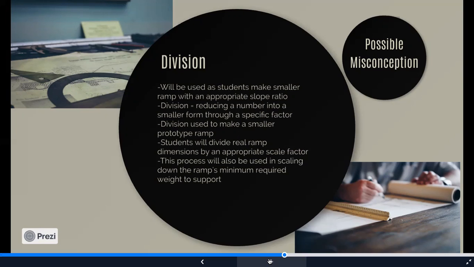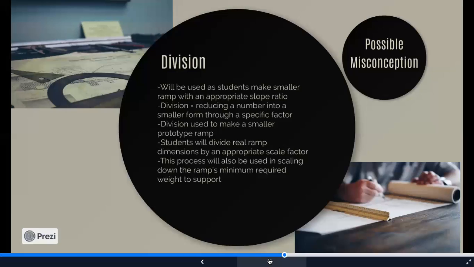Dividing by a scale factor of 12 means that the ratio, 12 inches over 72 inches, can be reduced into equal, smaller form that could be fit into it 12 times. Both of the numbers, 12 and 72, can be broken into groups of 12 equally, which is why 12 is the factor. Therefore, the prototype ramp is 12 times smaller than a real-life scale wheelchair ramp. This division process will also be used to scale down the weight from 300 pounds to 25 pounds. That's a factor of 12 as well.